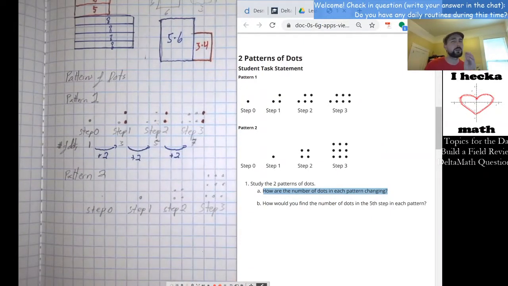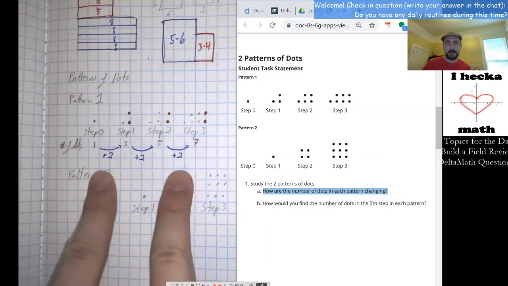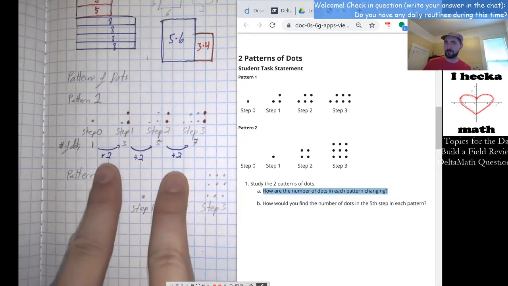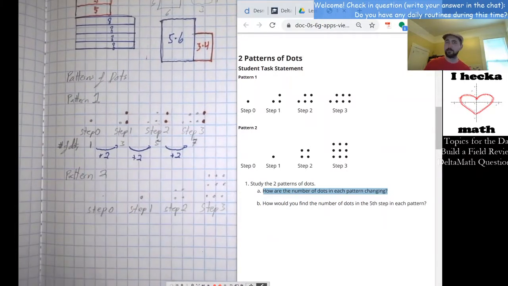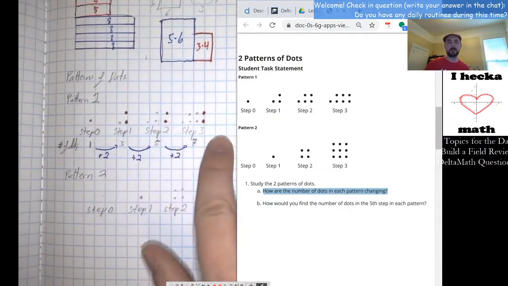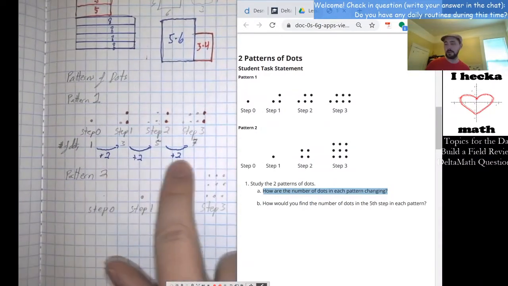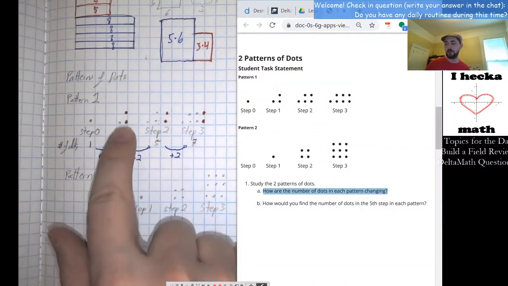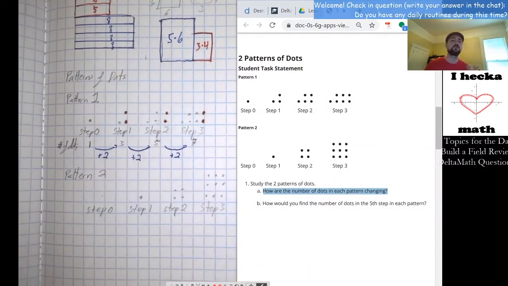And notice the question says, how are the number of dots in each pattern changing? And I would say what I've done answers that question. I haven't written anything out in words, except for writing number of dots, but the coloring, the notating, the arrows, the highlighting, all of these are ways that you can express what other people should be looking at and what you're thinking about. This is totally fine.